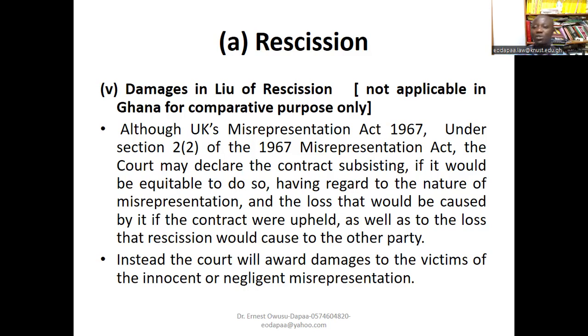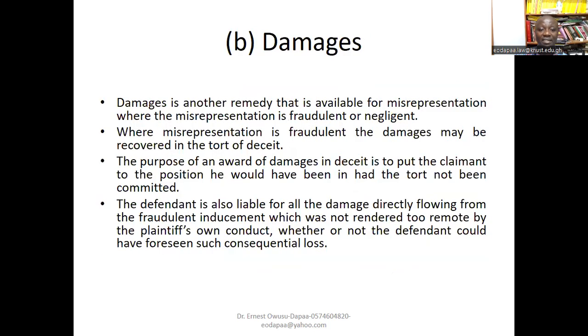Now, the court will compare that with if the contract were to be upheld. Now, if the court is of the view that it will be more troubling having the contract rescinded because of misrepresentation, then the court will save the contract, let it remain in force, and rather award damages to the victim of the innocent or negligent misrepresentation, as the case may be. So that is, if you like, a slight modification which has been made by English lawmakers to how the common law treats misrepresentation, as it were.